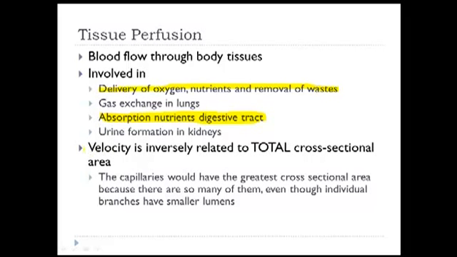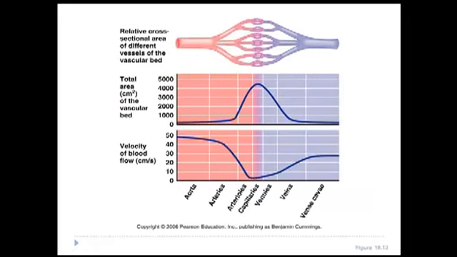So our next statement here says that velocity is inversely related to total cross-sectional area. What that means is the speed of blood traveling through your blood vessels is going to be the opposite, or inversely related, to the total cross-sectional area of blood vessels. Here's the deal. Your aorta. Your aorta is one large blood vessel.